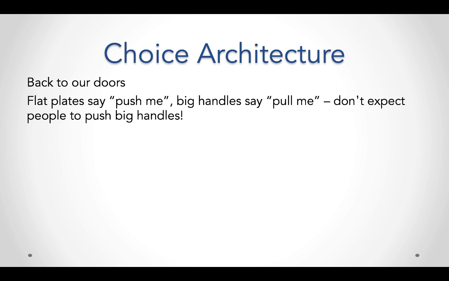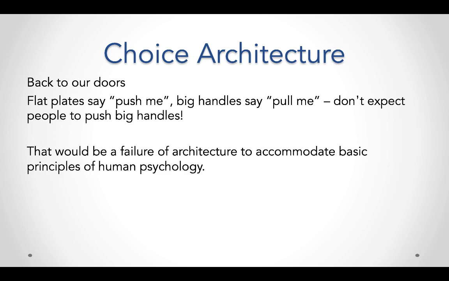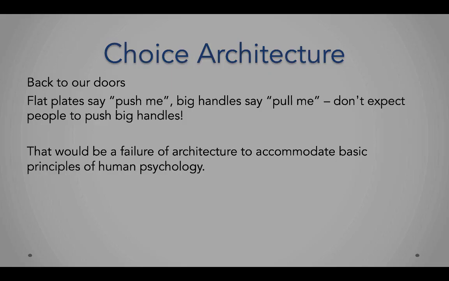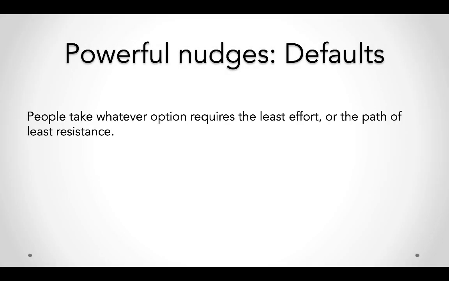This choice architecture is prevalent in many areas of your business and professional lives. It will be a failure of choice architecture to not accommodate the basic principles of human technology. We are going to design for humans. We know humans make mistakes, so we have to account for that in our design. Some important nudges that we're going to go through.